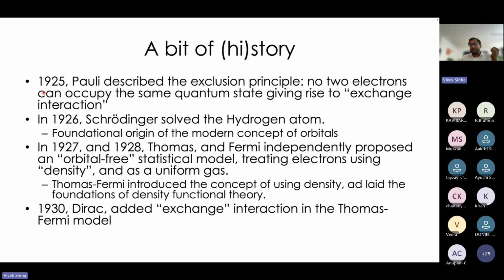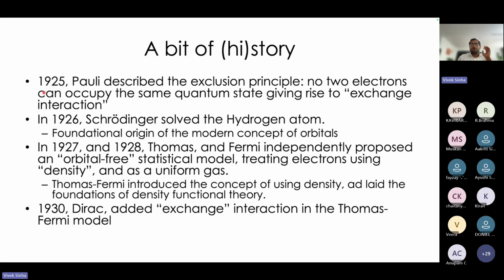Then a year later, in 1927-28, Thomas and Fermi, who were working a lot in the statistical physics of different particles interacting in systems, proposed an orbital-free statistical model. They said, I am going to treat electrons using the density of electrons. And that was really brilliant because when you think of density, it's not a 3n-dimensional object, because all the electrons compose together to form one object, density. It becomes a 3-dimensional object. That was great.